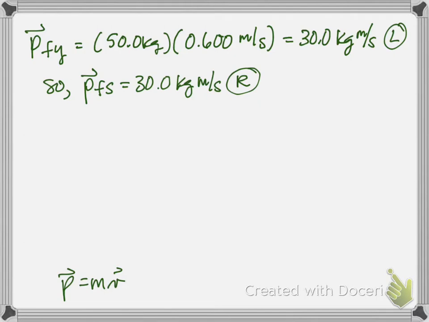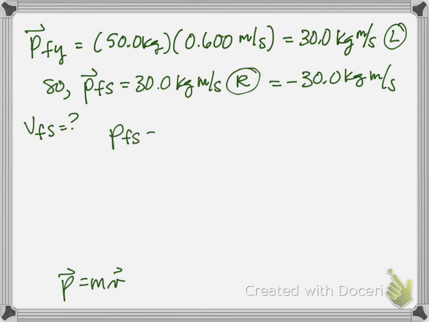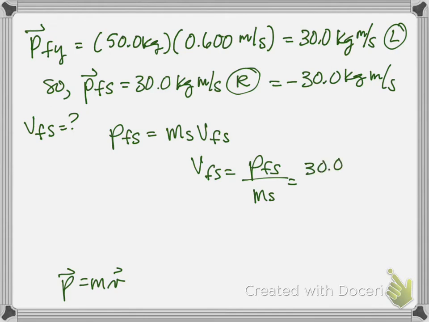Okay, it needs to balance it out. So if you like, you can call that negative 30.0 kilogram meters per second. All right, so what are we looking for? We're looking for vf of the skateboard. We know that p, the final momentum of the skateboard, is equal to the mass of the skateboard times the final velocity of the skateboard. So the final velocity of the skateboard is the final momentum divided by the mass of the skateboard. So 30 kilogram meters per second over 2.5 kilograms.